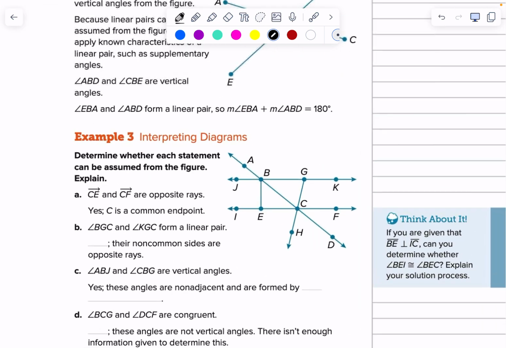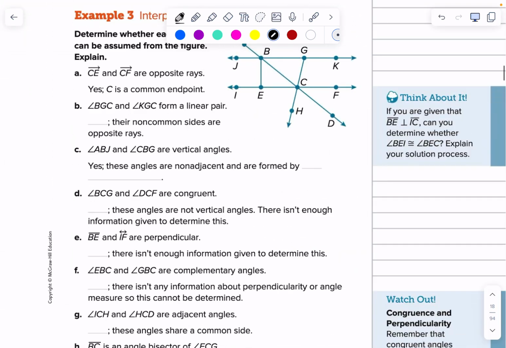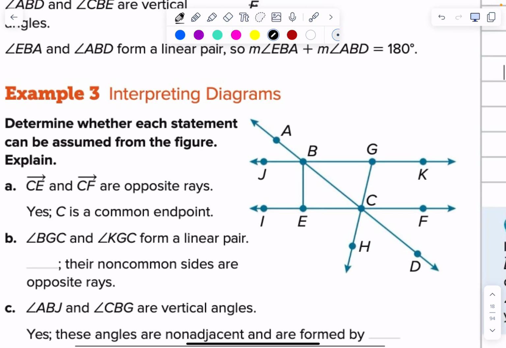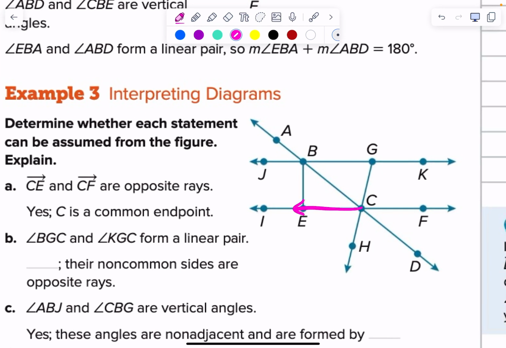Okay, is example 3 our last one? Yep. Okay, last one. Example 3. We're gonna skip some of this. Here's your diagram. Can we assume each of these? Shh, listen. Can we assume that CE, which is this guy, and CF are opposite rays? Yes. Because that is a straight line, we can assume that they're opposite.